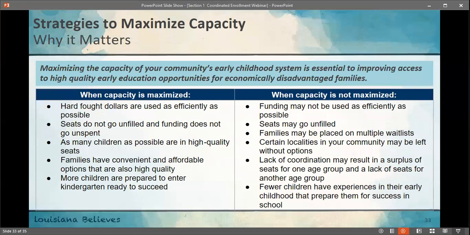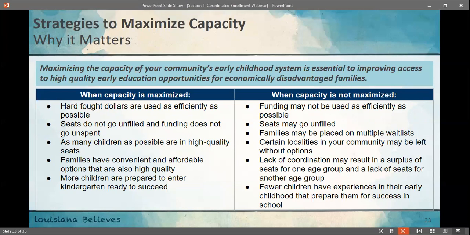So after going through all those strategies, we really just want to emphasize that this is really important work. We know sitting here in Baton Rouge, this is not easy work. We know it's very challenging, but we also know it's incredibly important. So when capacity is maximized, we know that hard-fought dollars are used as efficiently as possible. Seats don't go unfilled, and funding does not go unspent. So that goes back to that efficiency. As many children as possible are in high quality seats. Families have convenient and affordable options.